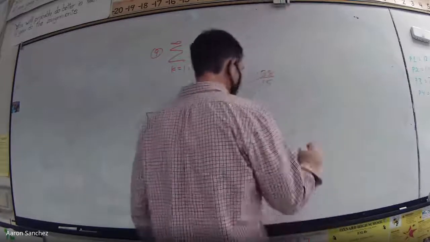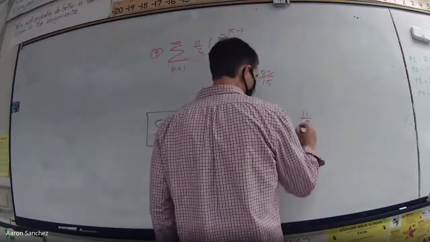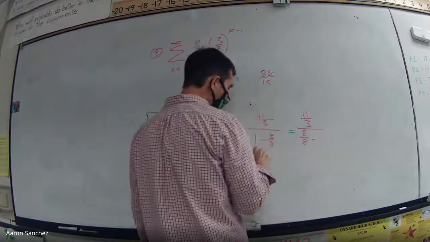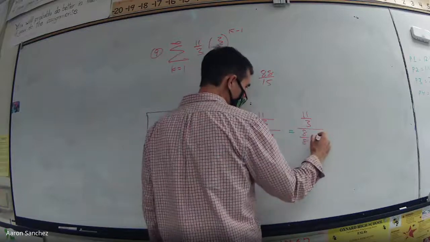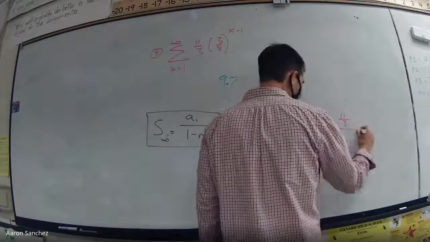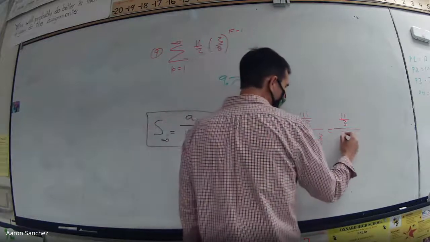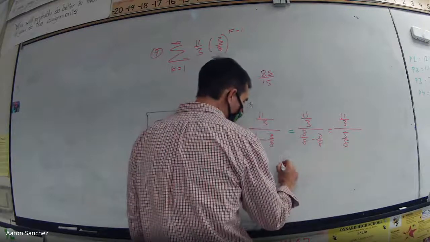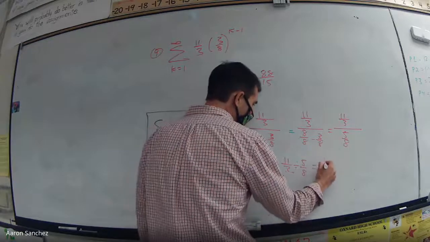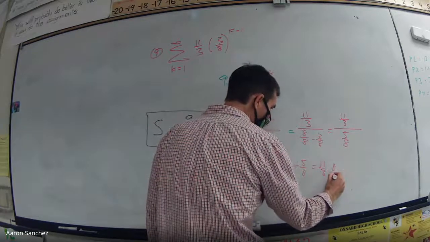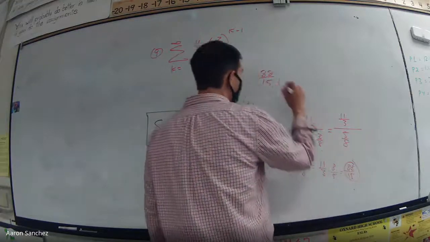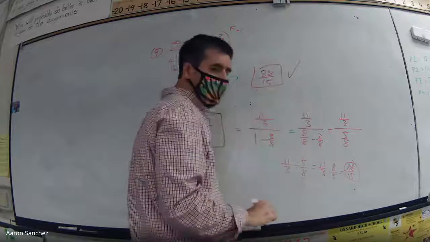Let's take a look. So 11 thirds divided by 1 minus 3 eighths, which is 8 over 8 minus 3 eighths, equals 11 thirds all divided by 5 eighths, or 11 thirds times 8 over 5, which is 88 over 15. That is all you got to do.